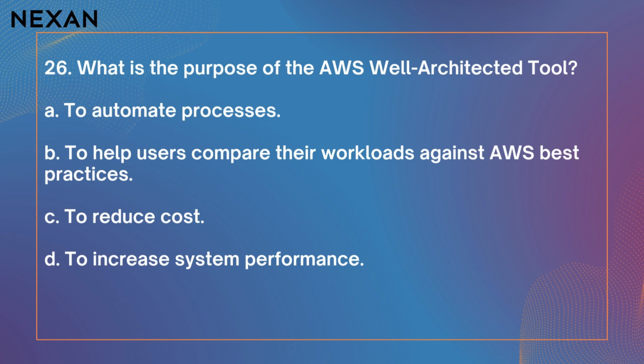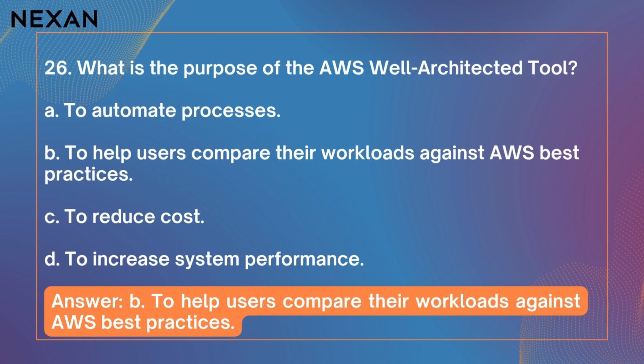25. Which AWS storage service automatically moves your data to the most cost-effective access tier that meets your usage patterns? A. Amazon S3 Intelligent-Tiering. B. Amazon S3 One Zone-IA. C. Amazon Glacier. D. Amazon EBS. Answer: A. Amazon S3 Intelligent-Tiering.